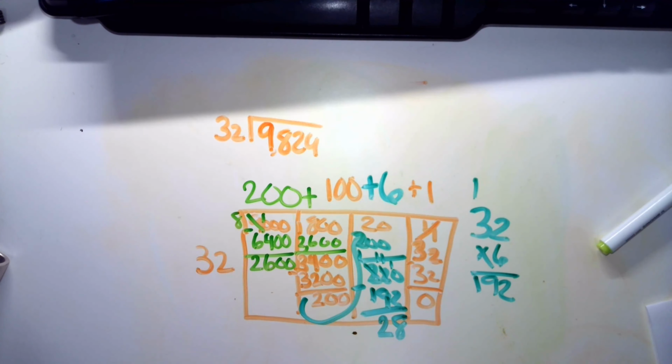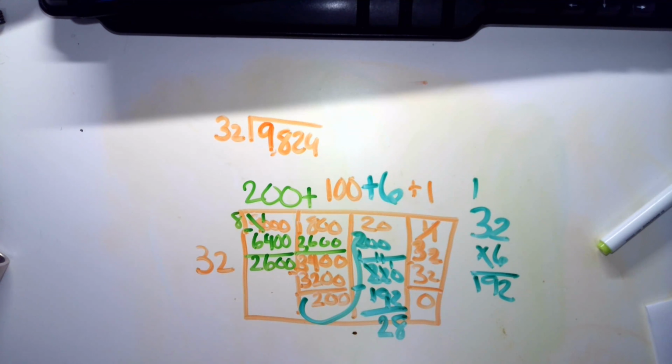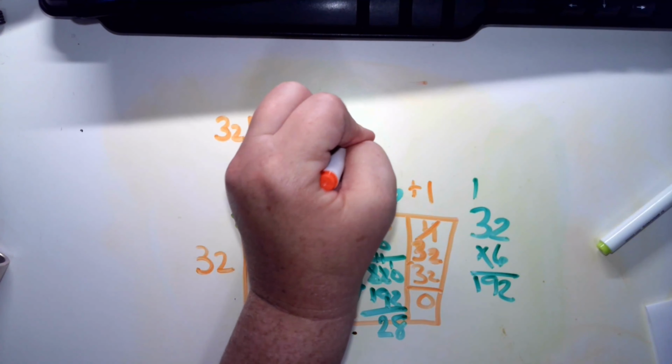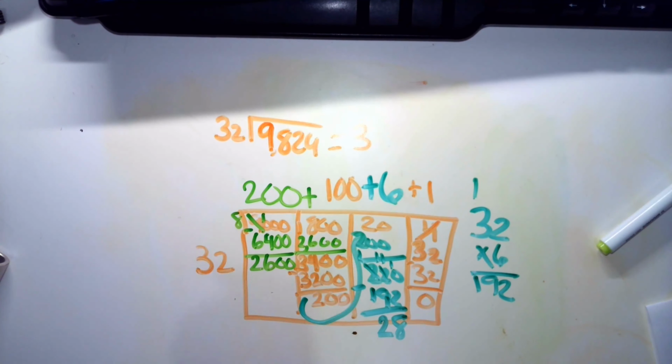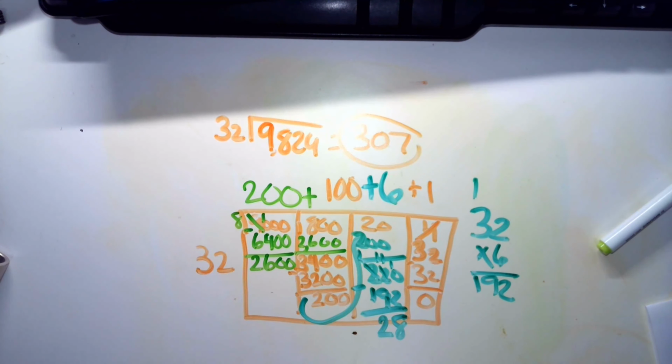I'm not done yet. I don't know my answer. That's why I'm adding all of those up there together, because that's going to give me my answer. 200 plus 100, that's going to give me 300. 6 plus 1 is 7, so my answer is 307.